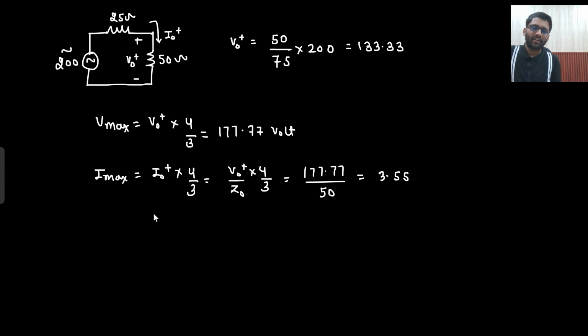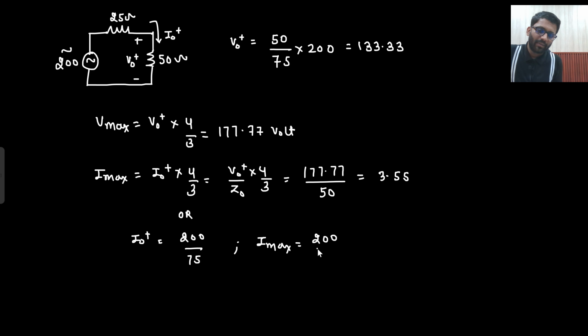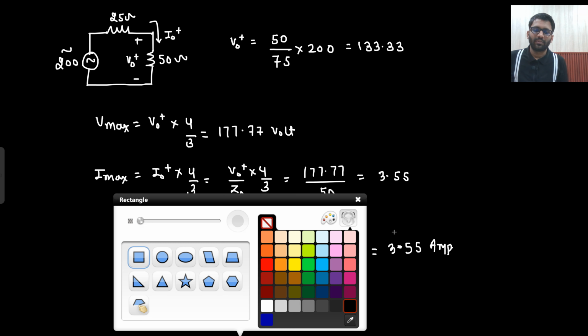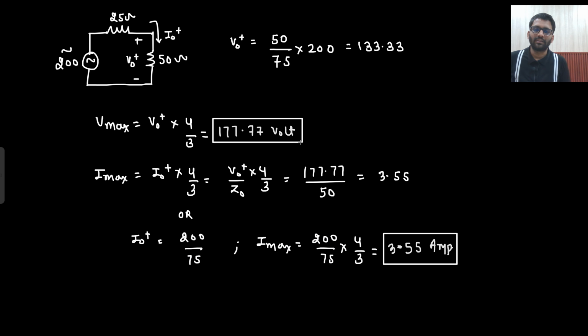But what I could have done is, first I could have found out the value of I naught plus. I naught plus would have been 200 divided by 75. And then if I need to calculate I max, I would be doing 200 divided by 75 into 4 by 3. So 200 into 4 divided by 75 into 3. So 3.55 only we are getting. Okay, so anyway you could have seen it. Basically your I max would be V max divided by Z naught. That's it. What will be the minimum values? This is your maximum ampere. This is volt. So this answer we have got and this answer we have got.